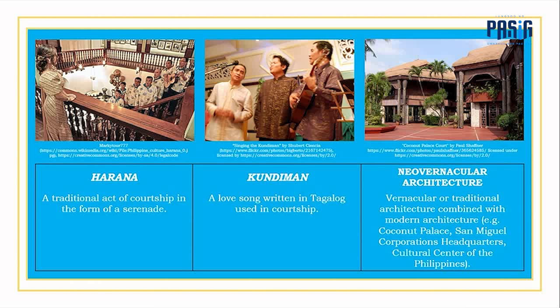Kundiman is a love song written in Tagalog used in courtship wherein the melody is gentle and dramatic. Neo-vernacular architecture is the combination of vernacular or traditional architecture with modern architecture. This was popularized by National Artist Francisco Mañosa, as seen in his works like the Coconut Palace and the San Miguel Corporation's headquarters.